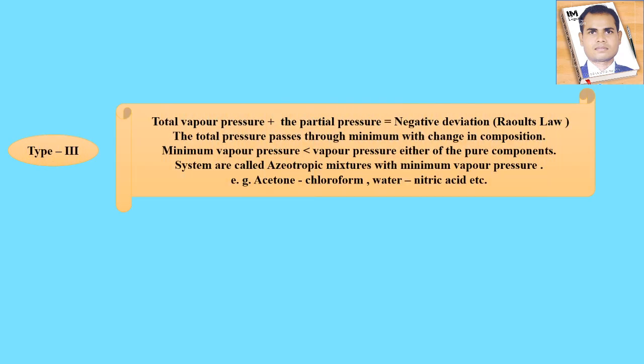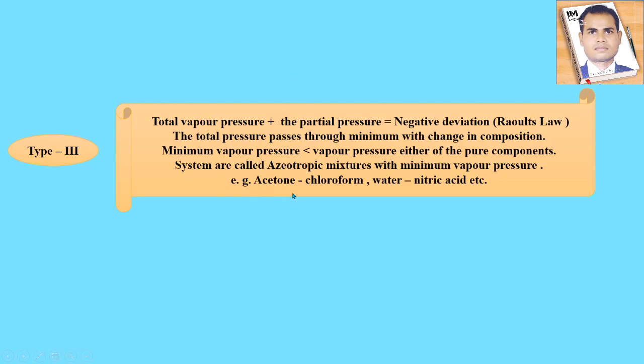Now for the third type, the total vapor pressure and the partial pressures show negative deviations, and the total pressure passes through a minimum with a change in composition. But in the case of the second type, there is a maximum in the total pressure. Here the minimum vapor pressure is less than the vapor pressure of either of the pure components. These systems are called azeotropic mixtures with a minimum vapor pressure. For example, you can take acetone and chloroform, and water and nitric acid. These examples you can take in the third type.